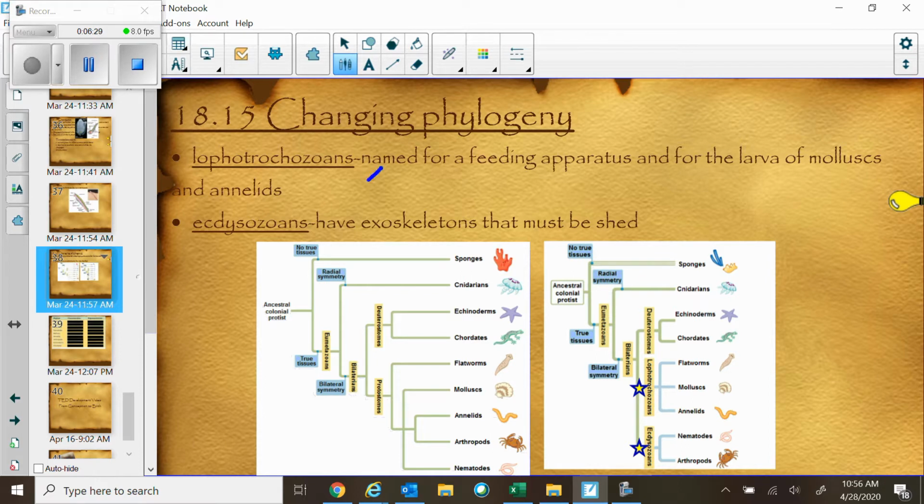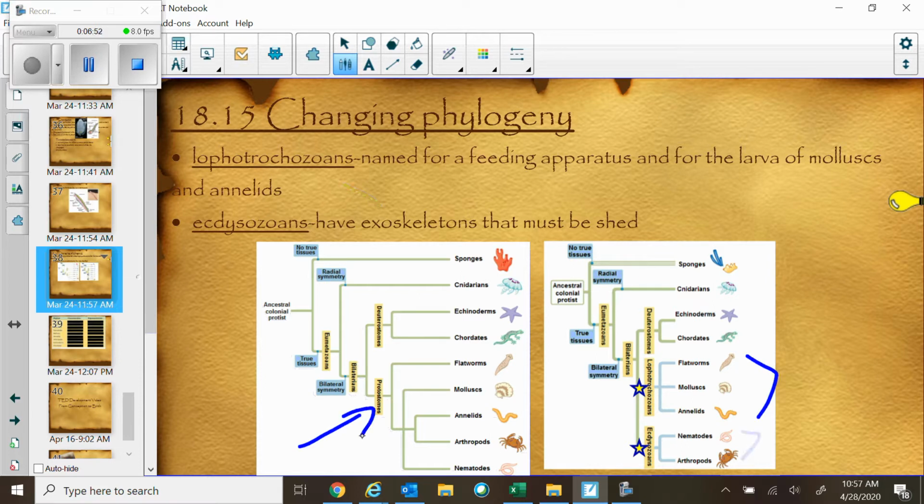So the difference now becomes that during development, these guys have a feeding apparatus for the larva, and the mollusks and the annelids have that, which doesn't exist in the ecdysozoans, and these guys have exoskeletons which must be shed. So these are your ecdysozoans, and these are your Lophotrochozoans. So if you look over here, they were all grouped into one group.